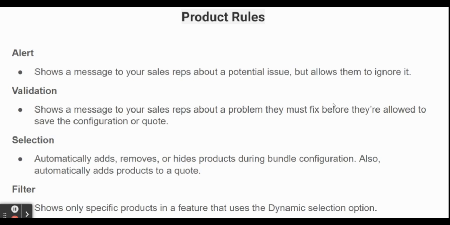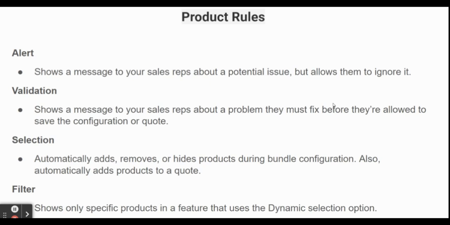A couple of situations that would warrant you to choose selection as a type is if you have a list of products and, based off of certain rules from the business, you want to automatically select the product, or you want to automatically remove a product from the configuration screen, or hide products that are configured as a bundle. So hide some of those child products. You can also automatically add products to a quote based on the rules of the business.